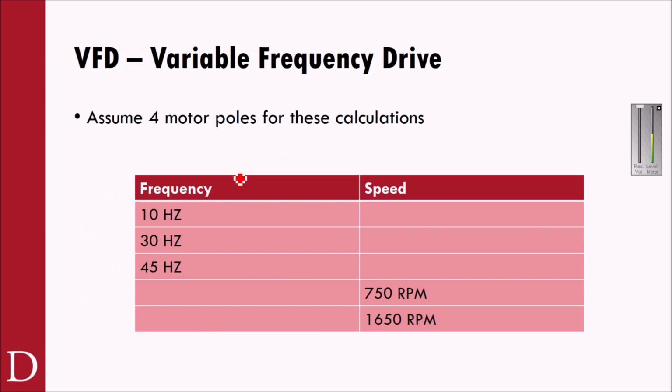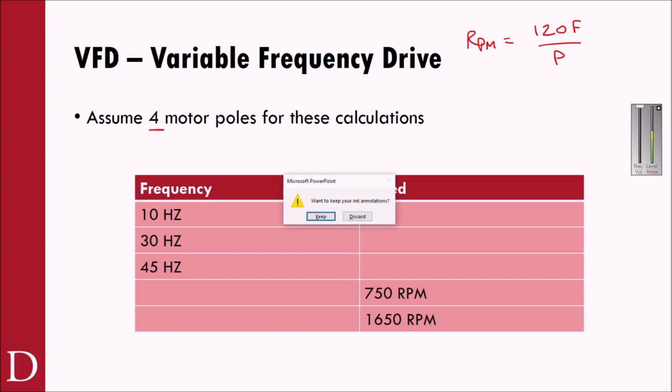All right, so what does that mean? Well, that means we can do some calculations. We know we can control the frequency just with the VFD. So I want the frequency to go up and down, and we know that the RPM is equal to 120 times F over the number of motor poles. We're assuming a number of 4 for the number of motor poles, so we're just going to take 120F over 4. And we'll start typing these things in.